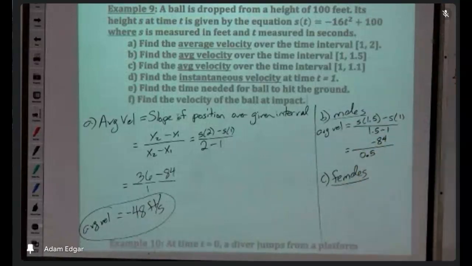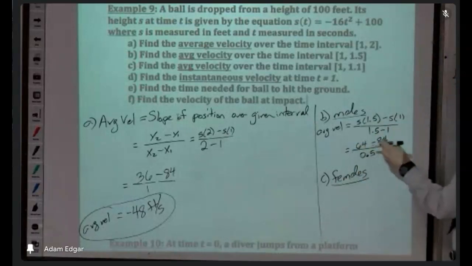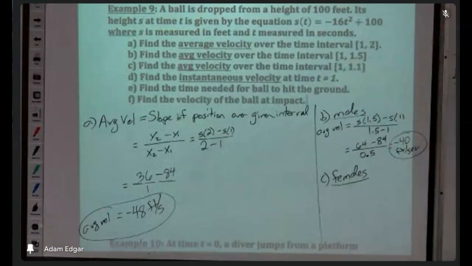All right, men, what's the S of 1.5 value? 64. So what's 64 minus 84, divided by 0.5, and we get negative 40. So negative 40 feet per second. So we squeeze the time interval towards x equals 1, and our speed slows down a little bit. Our velocity increases, but our speed slows down. That's a little confusing, maybe.